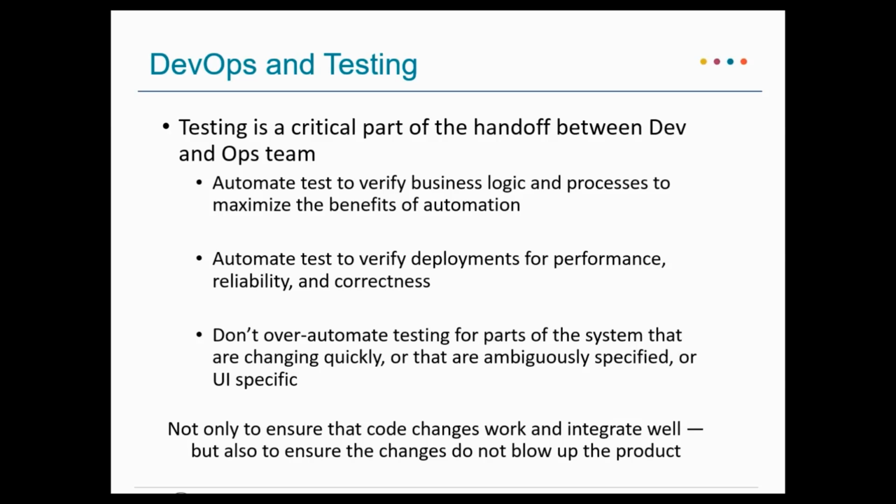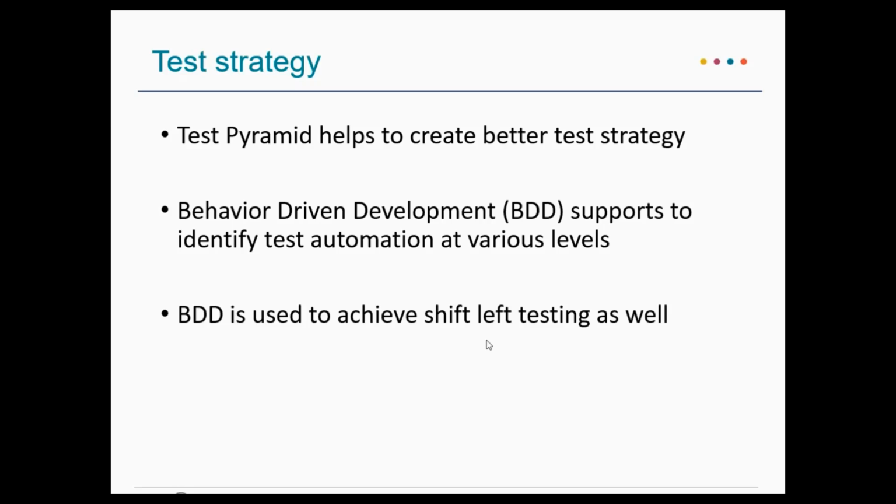So the whole idea of testing in DevOps is not only to ensure that code changes work and integrate well, right? Whatever changes are happening in the code will work and will integrate also, but also to ensure that changes do not blow up the product, and that is very important. And that's where the ops testing also needs to be streamlined with the dev testing. So if you look at whatever we have discussed so far on the test strategy side, the test pyramid helps us to create a better test strategy. Why? Because it says at what level we should focus more and why, right?